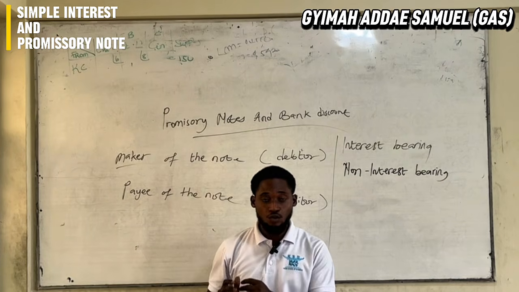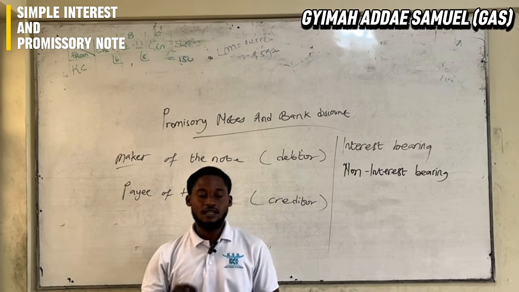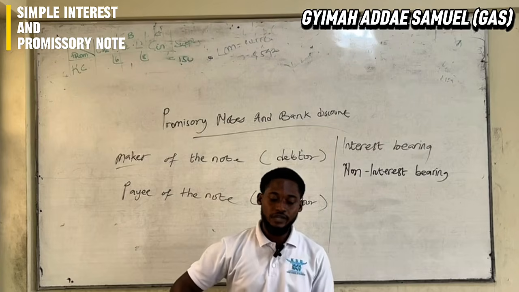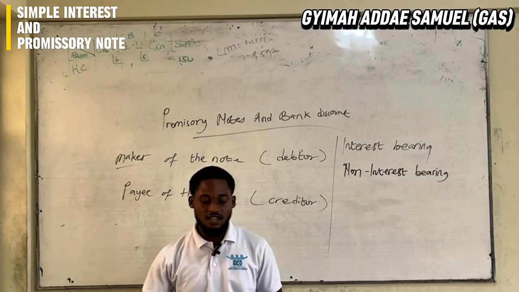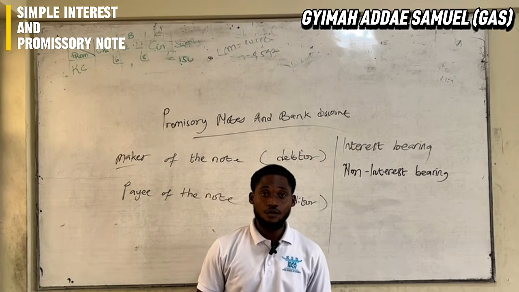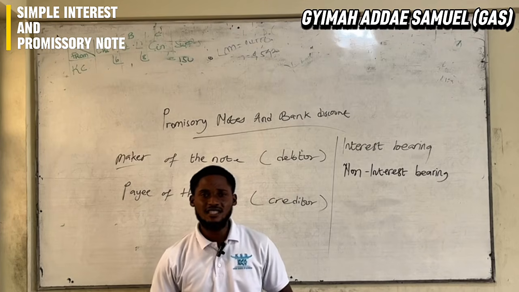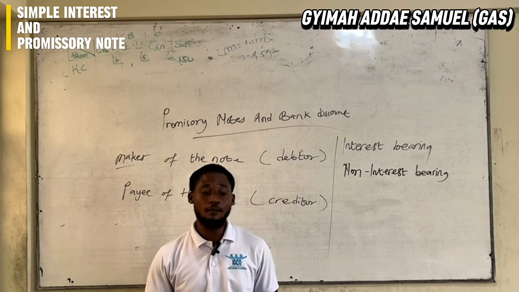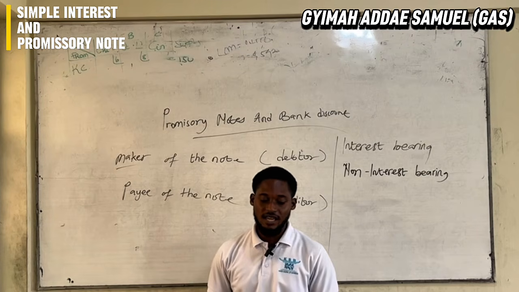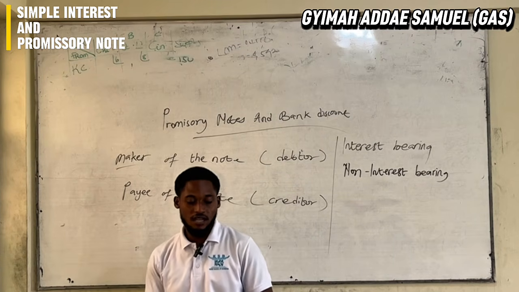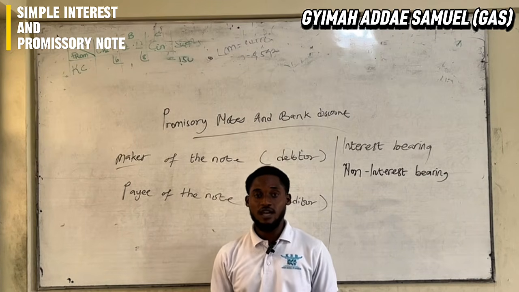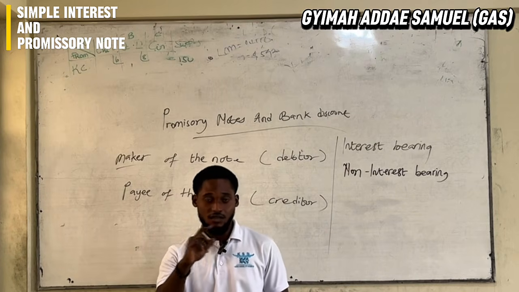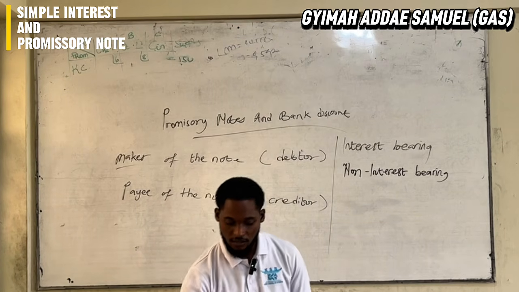The term of the note. The term of the note is the period within which the principal and the interest must be paid. The principal is the actual amount borrowed. And the term on this note you are seeing is 3 months.